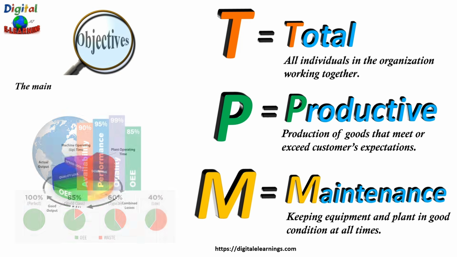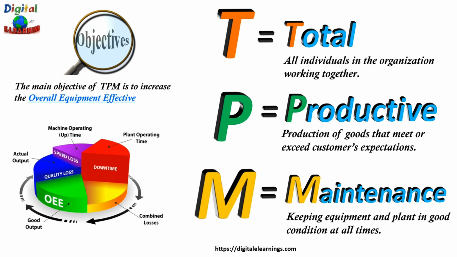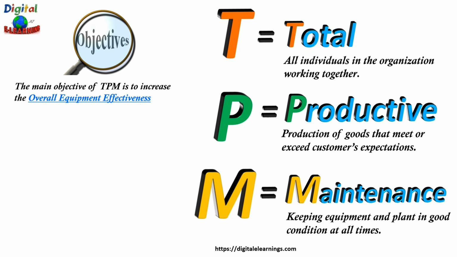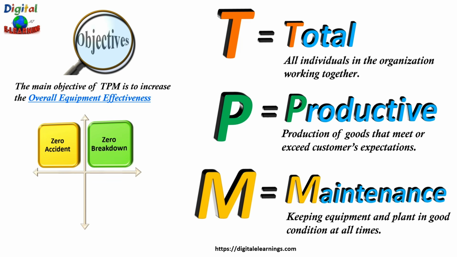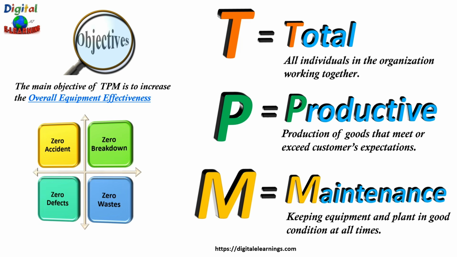The main objective of TPM is to increase the overall equipment effectiveness, that is OEE, which is the primary metric to gauge TPM performance. The goal of TPM is to drive the waste to zero, that is zero accidents, zero breakdowns, zero defects and zero waste. On its surface, this may seem impossible, but if it is possible to run for 1 hour, then why cannot it be run for 5 hours, for 24 hours, for 5 days, for an entire shift, and so on?